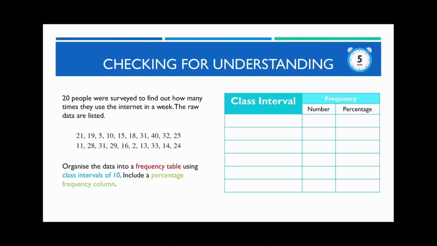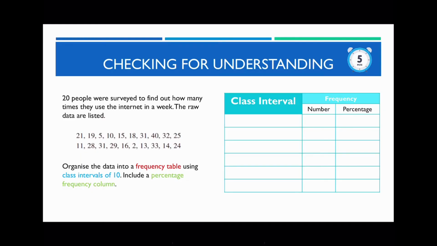So what I'd like you to do now for the next 5 minutes is have a go and construct a frequency table for the data set shown on the left-hand side. The question wants you to use class intervals of 10, meaning that you need to chunk it into tens, but also calculate the percentage frequency column. Now for this particular example, I recommend that you start from the number 0, and remember 0 is included, so it will be 0 to 9, etc. So have a go at answering this question and then compare your answers with my answers.